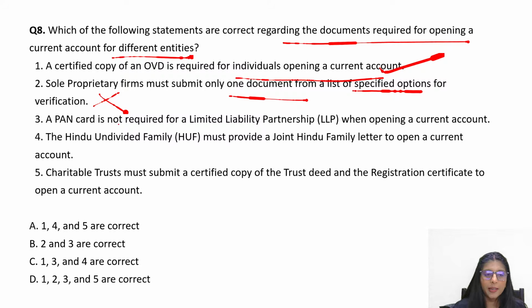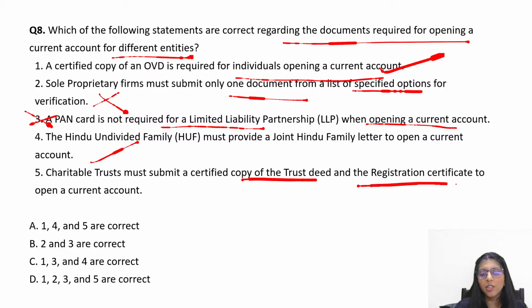A PAN card is not required for a limited liability partnership when opening a current account. It's incorrect. A PAN card is required for a limited liability partnership when opening a current account. A Hindu undivided family must provide a joint Hindu family letter to open a current account. Yes, it's correct. A charitable trust must submit a certified copy of the trust deed and the registration certificate to open a current account. It's correct.